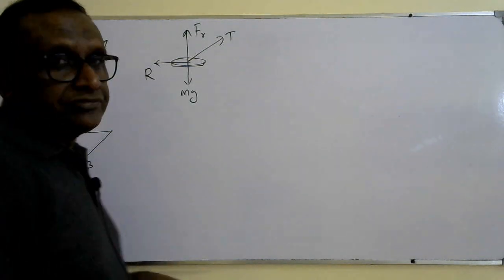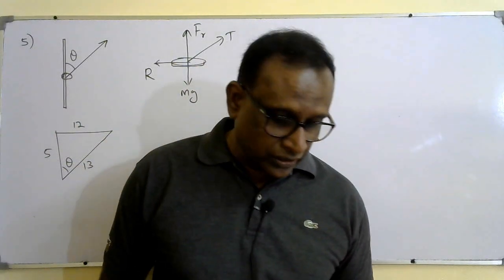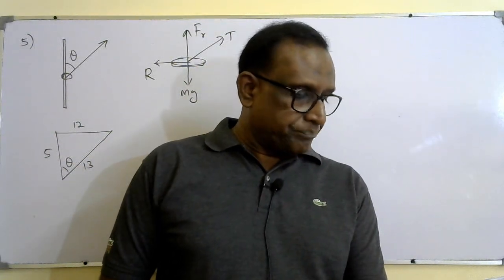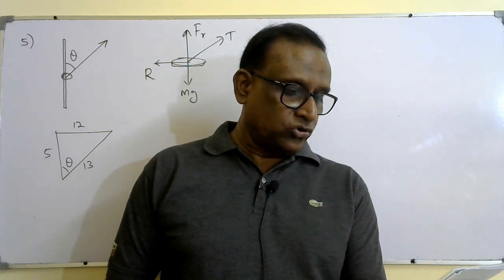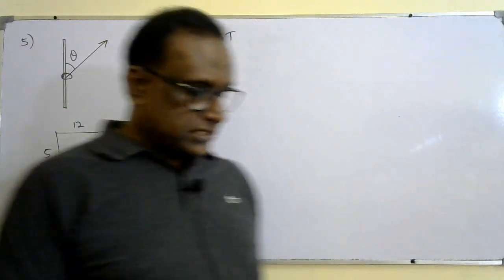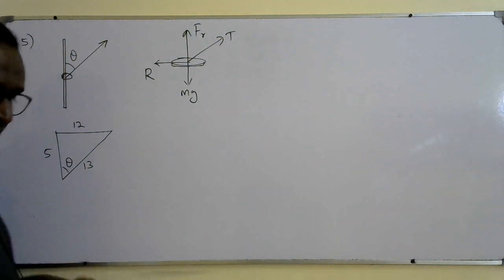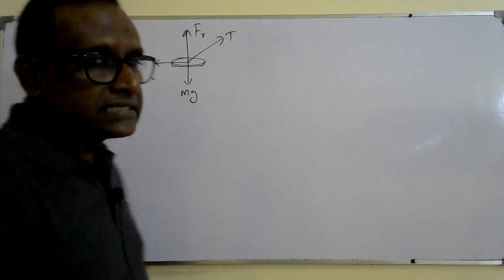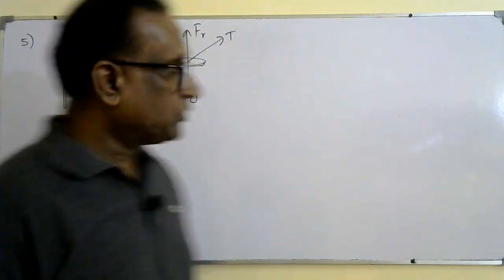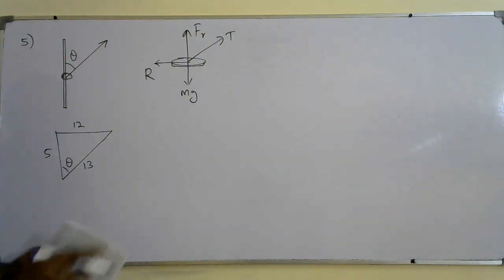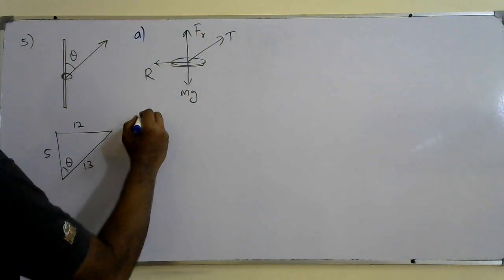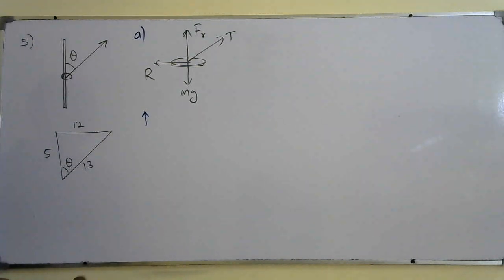You must be able to identify the forces, otherwise your answer will go wrong. Okay, so the question is find the magnitude of the frictional force acting on the ring. We will see the ring is at rest, equilibrium. So the resultant force in any direction must be equal to 0. So this is the A part. So we will take upward direction, resultant force must be 0.